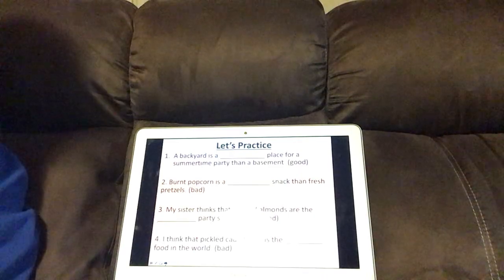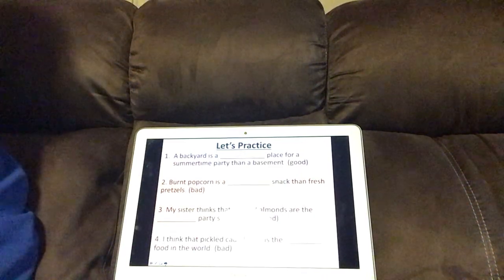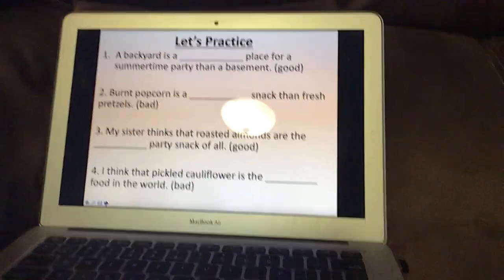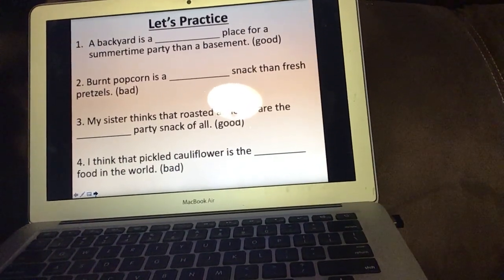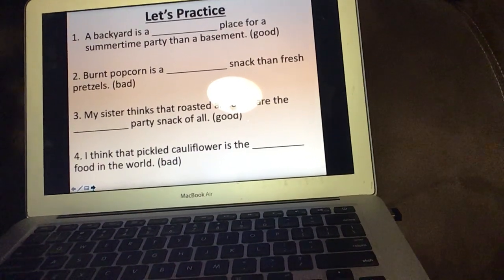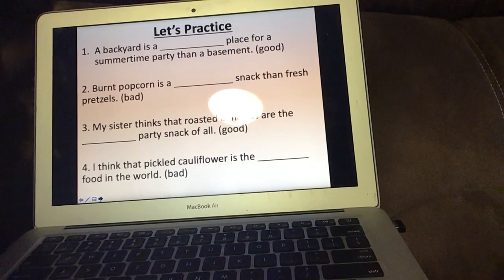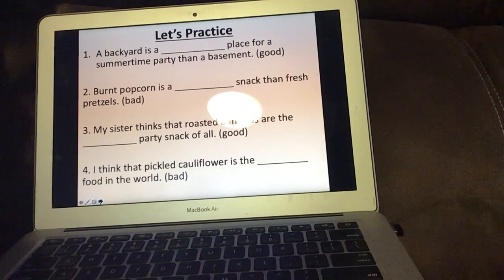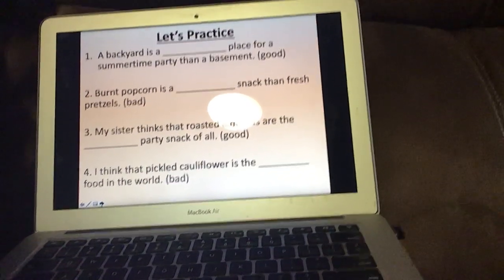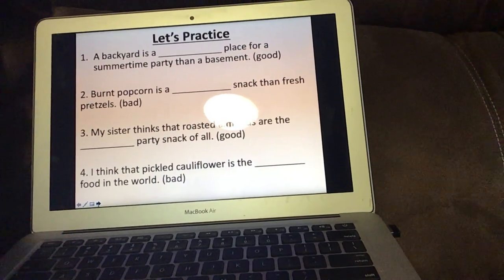All right, I want you to go ahead in your language notebook now. I want you to number it 1 through 8. And we're going to do some practice comparing with good and bad. Number 1, a backyard is a blank place for a summertime party than a basement. You're going to be using a form of the word good there. So your options would be good, better, and best. Think about which one you're going to use when comparing two things or more than two.